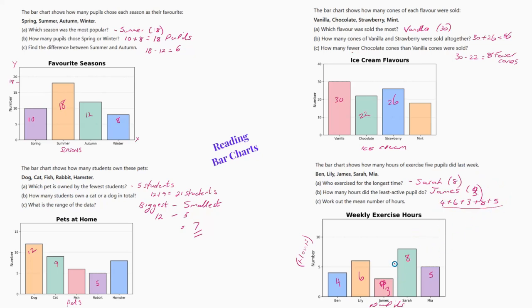So we have 1, 2, 3, 4, 5 pupils, which gives us 26 divided by 5, which gives us a total of 5.2 hours. So the mean number of hours from all the pupils is 5.2.